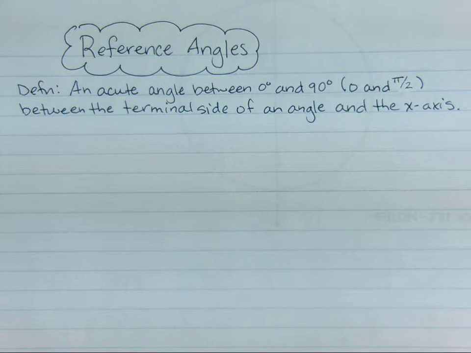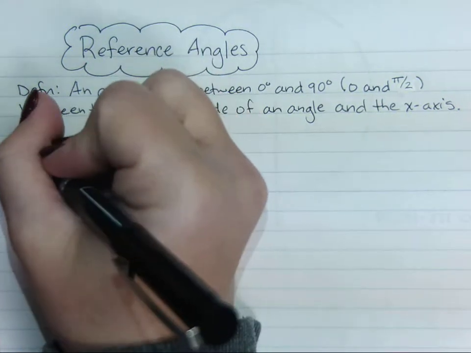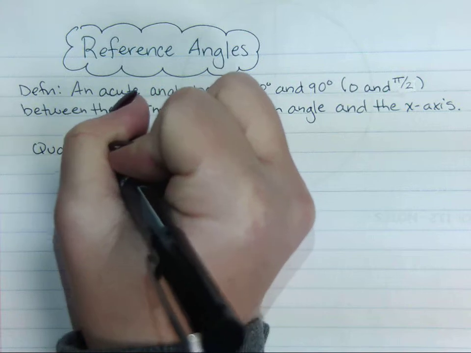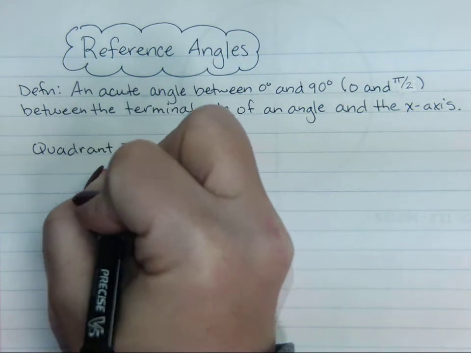So what we'd like to look at is a few examples, both in degrees and radians, of how to find those reference angles, because they're very useful in trig, but when you're trying to figure out how to use them, that's great, but you have to first figure out what they are. So, for example, let's look at some angles that are in quadrant 1.